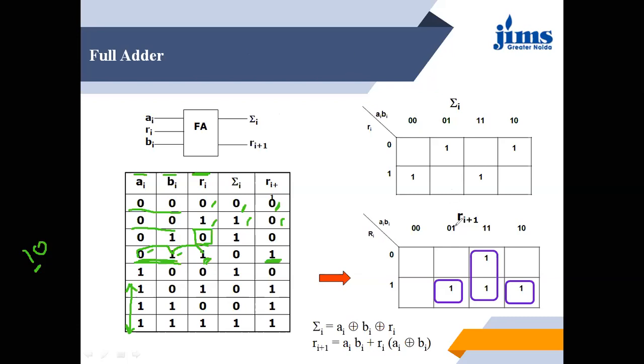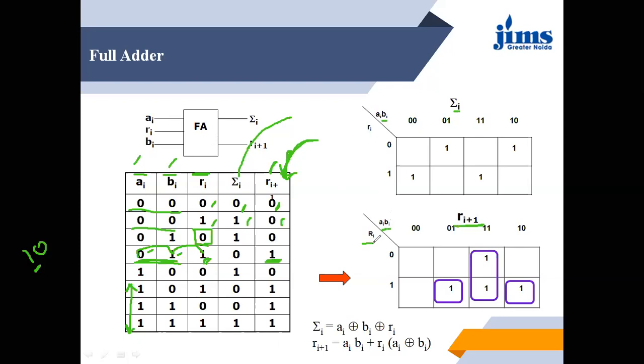we will make a K-map table for Ri plus 1, meaning for the next carry that is going to be produced from these three numbers or not, and one for the summation of these numbers, one for this summation and another for this carry. So we know that there are three numbers: first ai, bi, and ri plus 1. So this is for ai, bi, and ri plus 1.